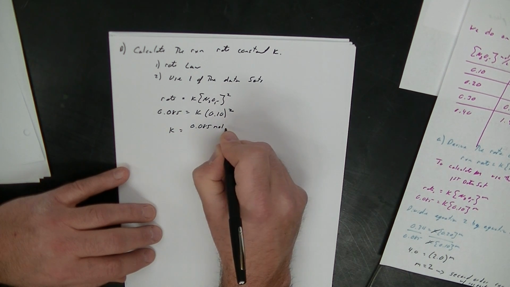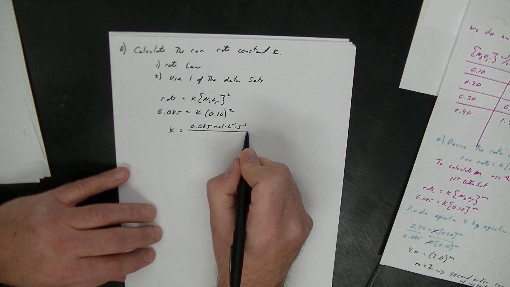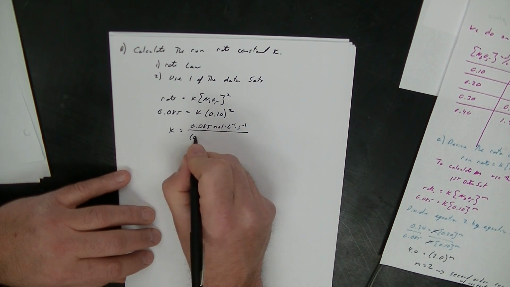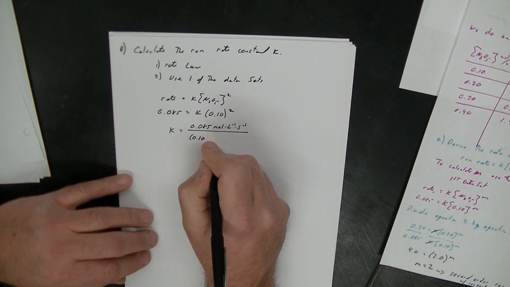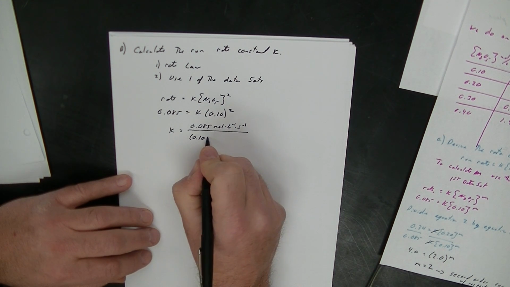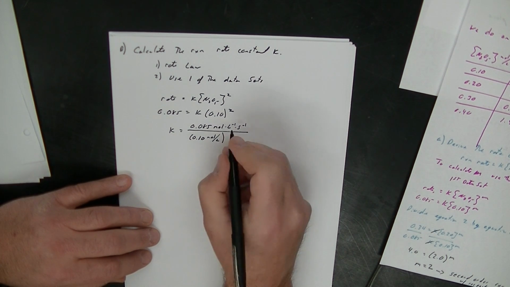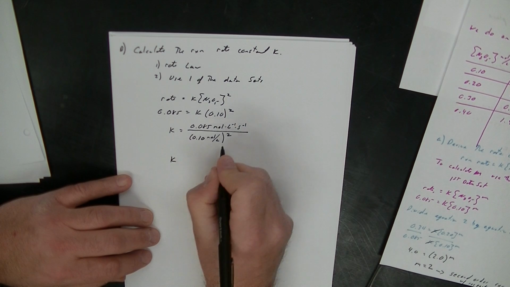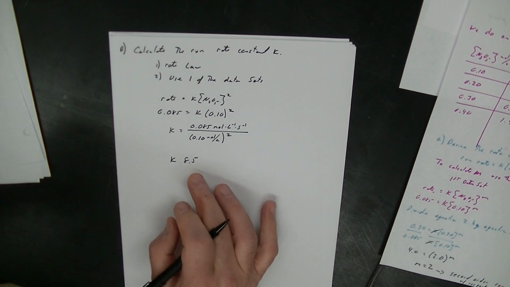This is moles dot liters to the minus 1 dot second to the minus 1, all over 0.10, and this would be moles per liter. And then we end up squaring this. When we do the math, we end up with 8.5. Now, we've got to be careful with units.